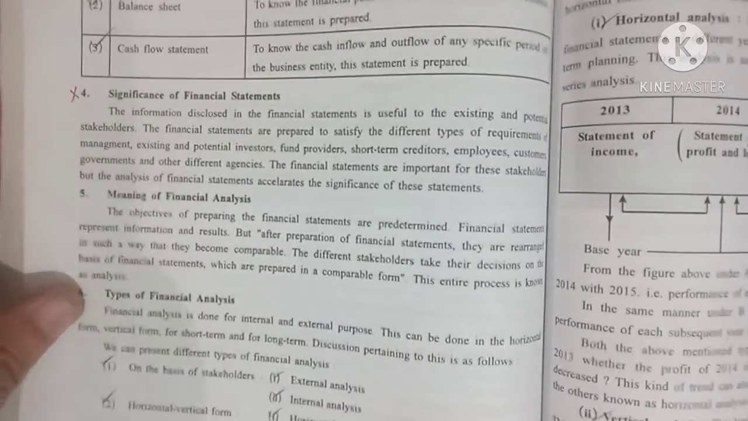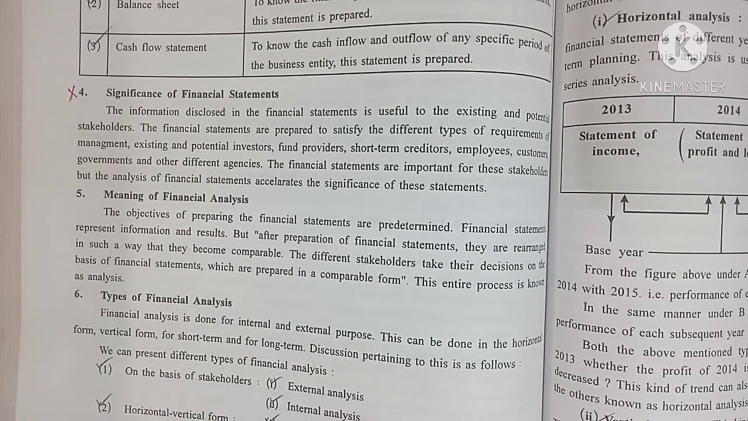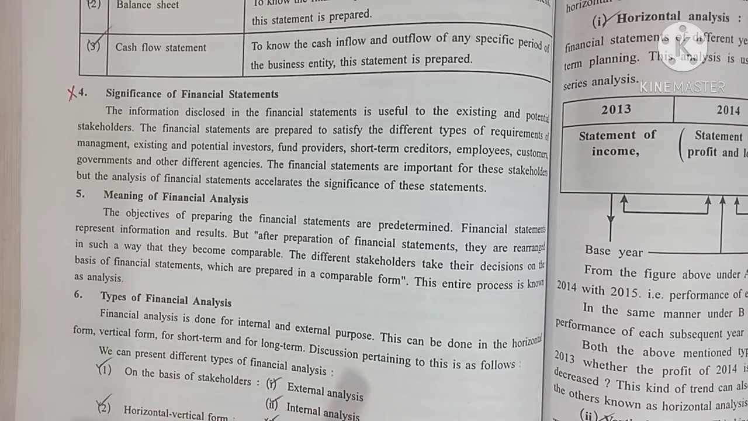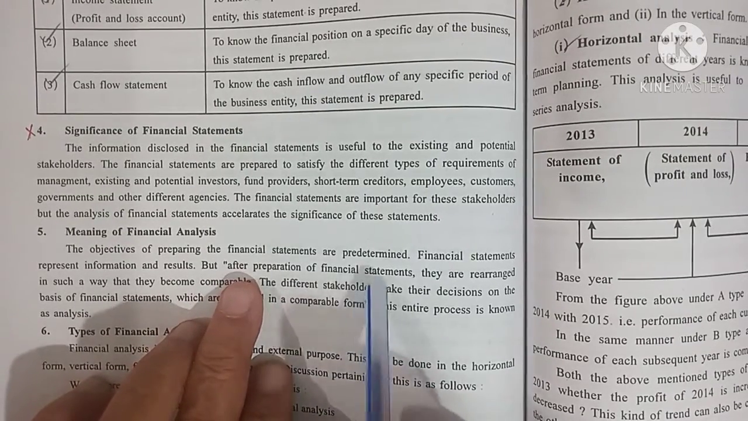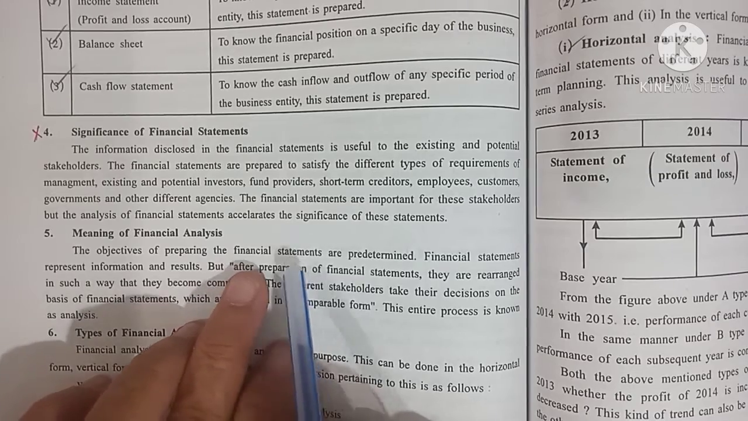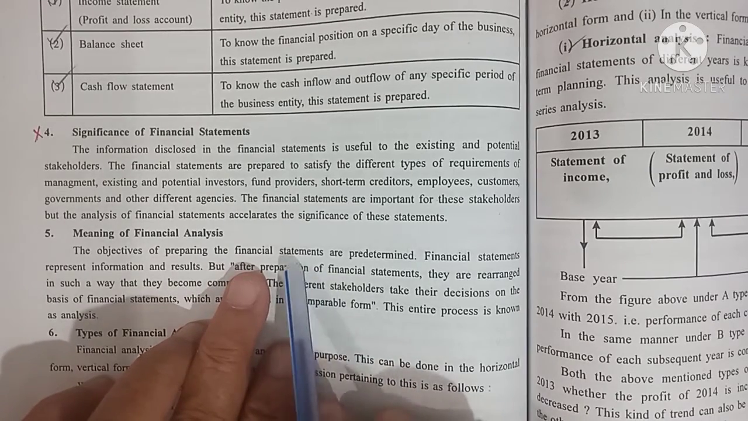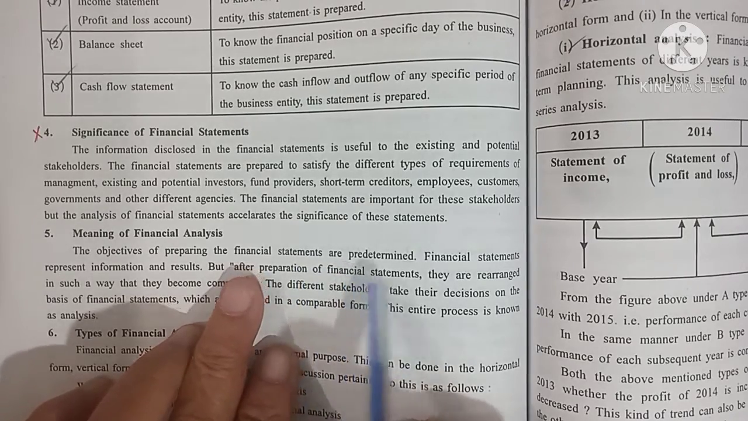Next comes the meaning of financial analysis. What is the meaning of financial analysis? The objectives of preparing the financial statement are predetermined. The purpose of preparing the financial statement is already known: to know the profit and loss, that is, the gross profit and net profit, and to know the financial position of the business.